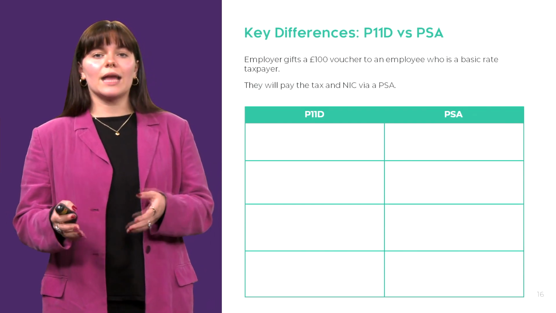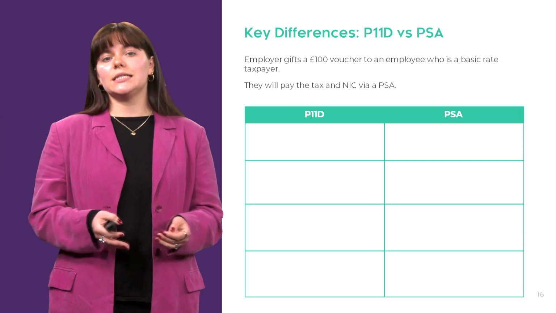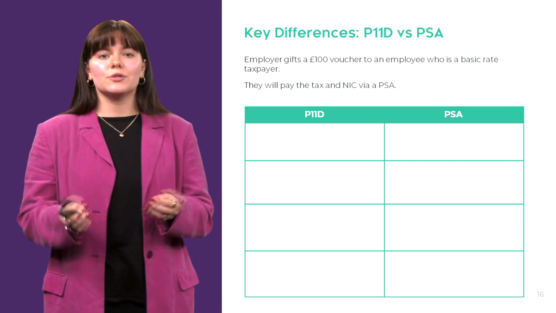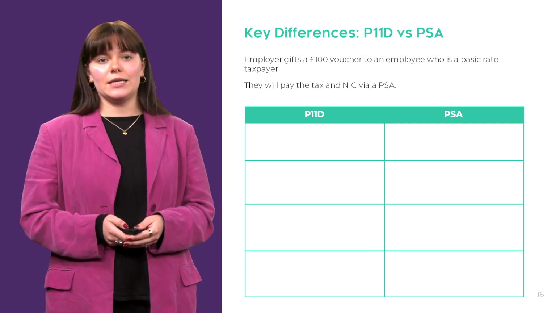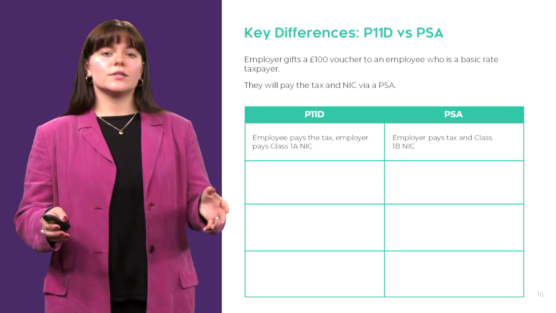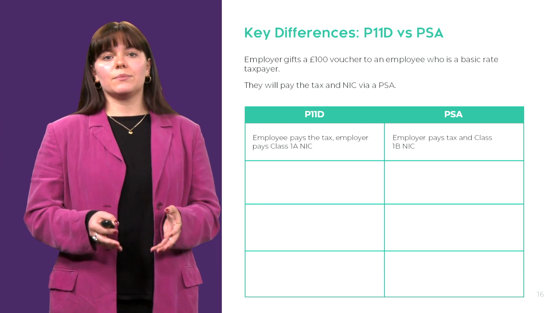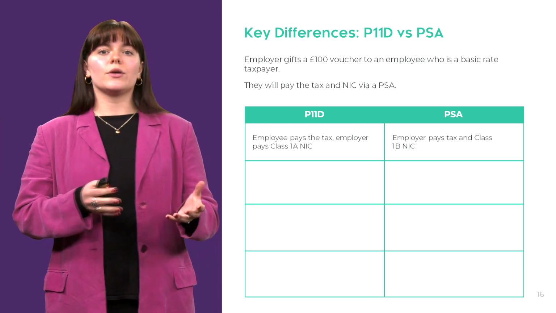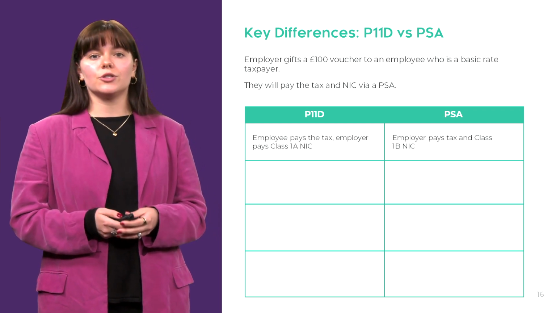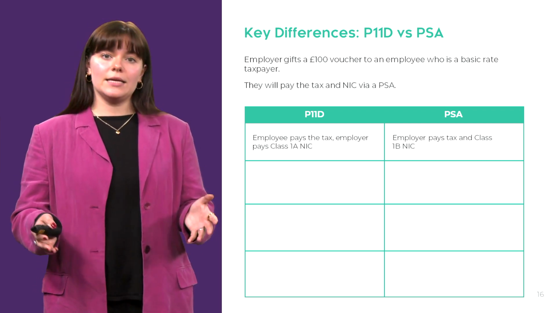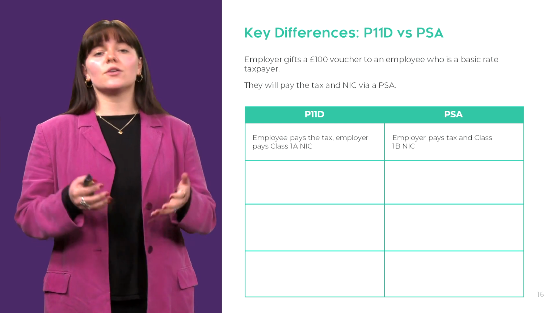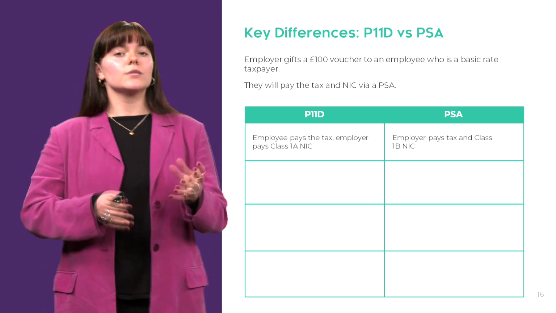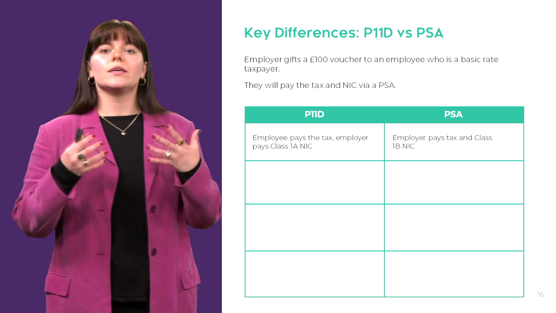Let's now take a look at the key differences between P11Ds and PSAs. These are often confused, so it's important to understand how they apply differently. First, with a P11D, the employee is responsible for the tax on the benefit, while the employer pays Class 1A national insurance. With a PSA, it's the employer who takes on the full liability, and they pay both the tax and the Class 1B national insurance on the employee's behalf.